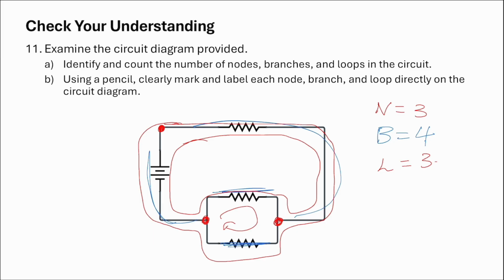Now let's check with our equation. The equation says L, the independent loops, equals B minus N plus 1. So B is 4, minus 3, plus 1. So again, there's a 2. There are only 2 independent loops, but we have 3 total loops, so it is okay.